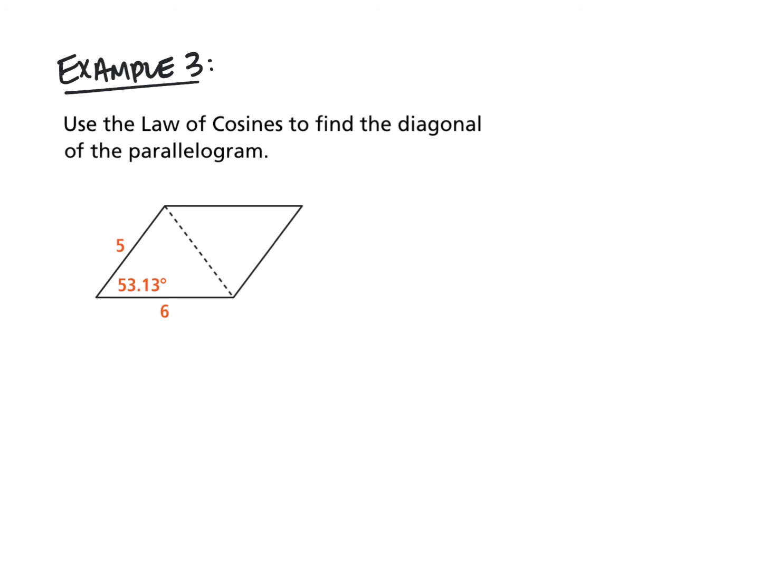So I'm going to, again, write out my law of cosines. A squared equals b squared plus c squared minus 2bc times the cosine of angle A. And then I'll label what I have in my picture as it's going to fit into my law of cosines. So the side that I'm looking for is going to be A. I can call this side B and this side C. Those can be flip-flopped, by the way. It doesn't matter which one is B and which one is C.